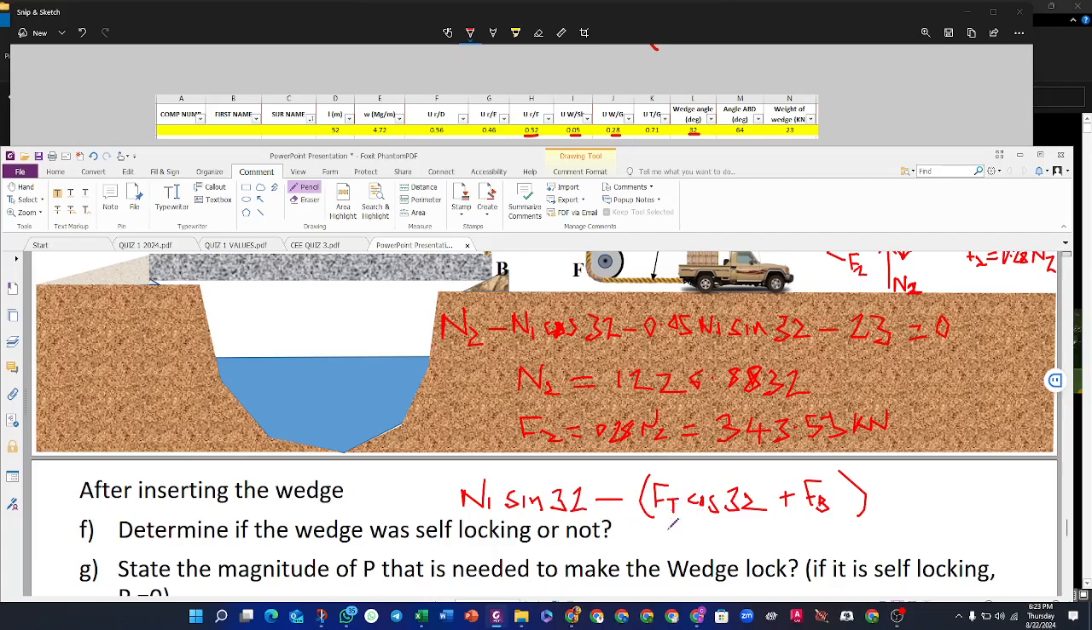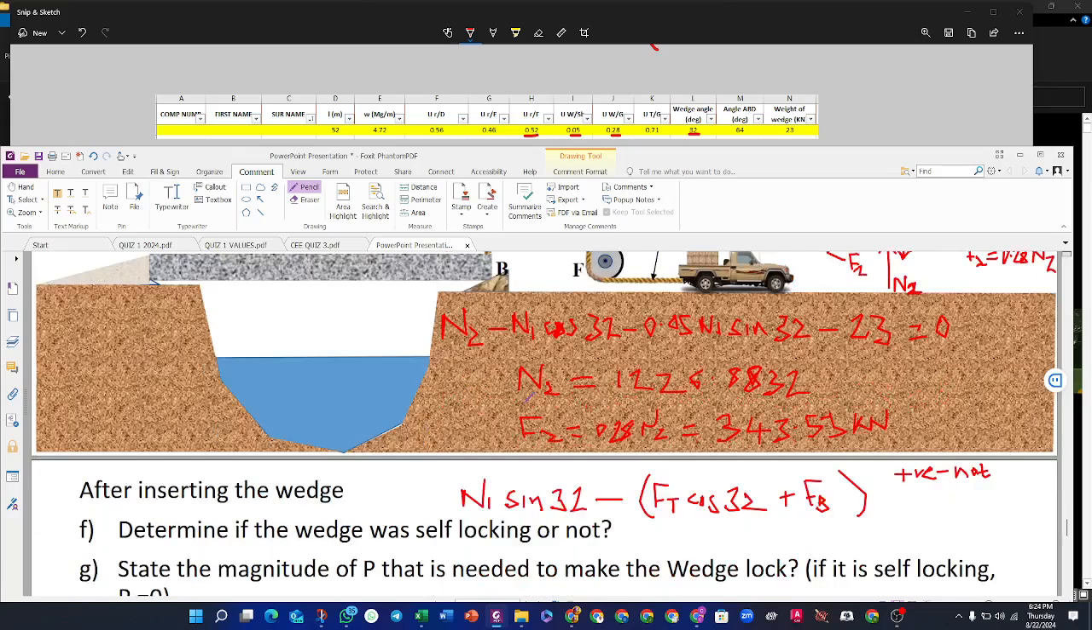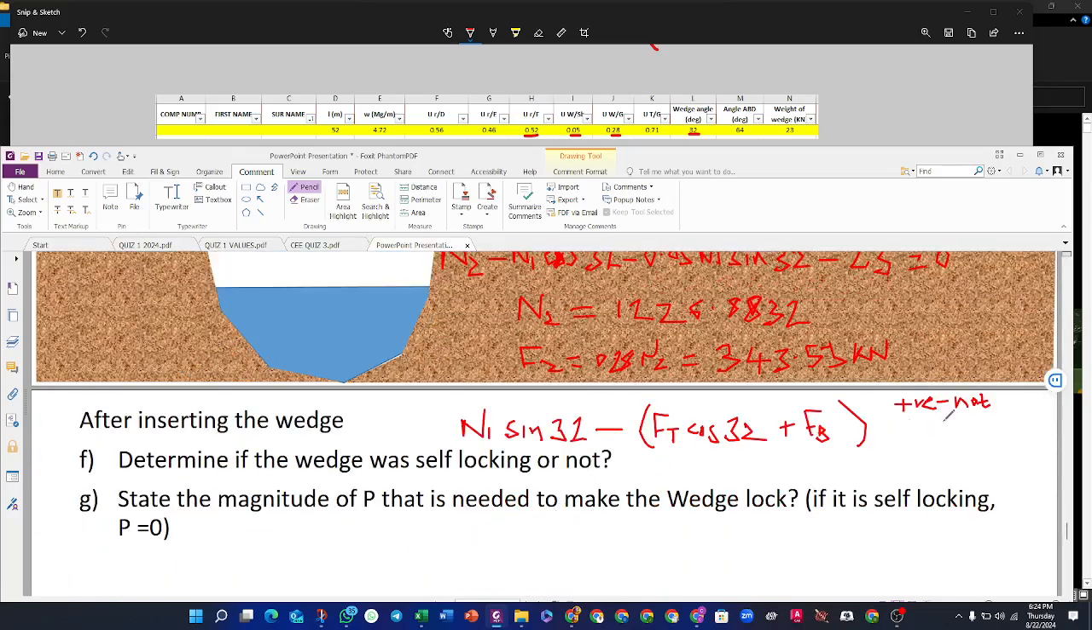So now I'm saying, okay, if this expression gives me a positive, then the wedge is definitely not self-locking. Why? Because it means that the x component of N1 in the positive, which is pushing the wedge away, is actually greater. If I get a negative of this expression, then I know the friction forces are sufficient and it is self-locking.